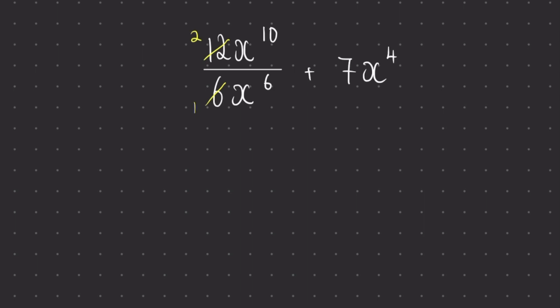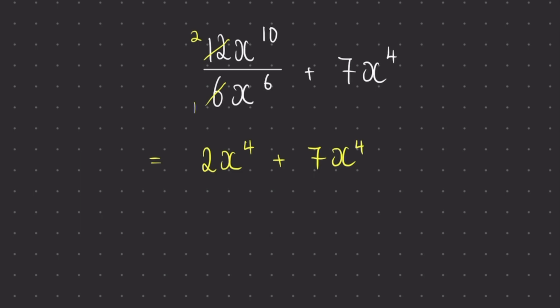Now we look at the x's, and we see that it's x to the power of 10 divided by x to the power of 6. Division, so we're going to use the division rule. We know that this is a subtraction of the indices, so 10 minus 6 is going to leave us with x to the power of 4. So this would be 2x to the power of 4. And then we just bring down this 7x to the power of 4 that we have from the question.